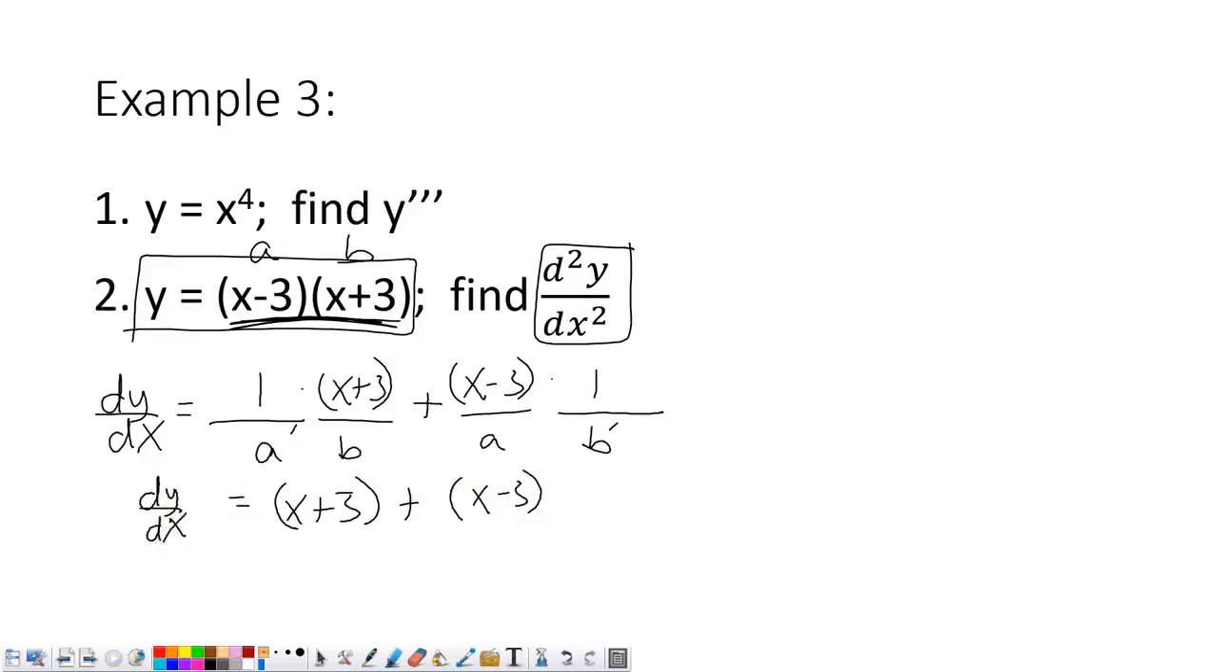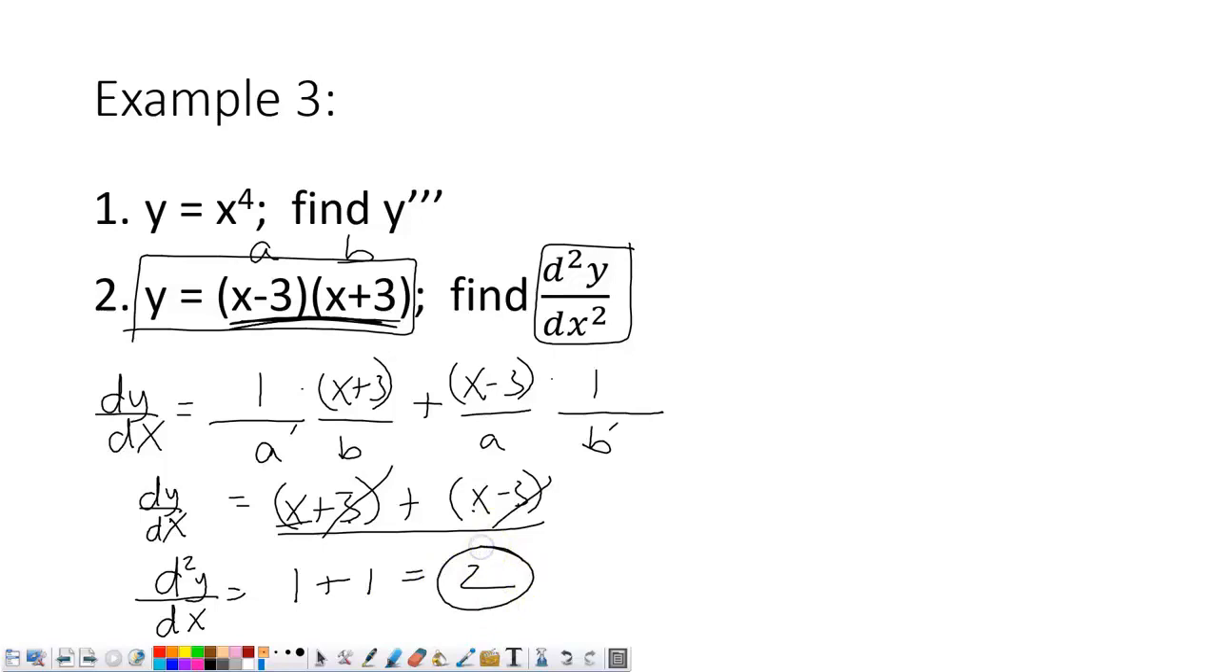Now if you want to find the second derivative, we take the derivative of this. So the derivative of x is 1, the derivative of 3 is 0, the derivative of x is 1, and the derivative of negative 3 is 0, and we end up with 2 as our final answer. Now, that's not the only way to do this problem. Some of you guys might have found another way to do it, okay? But this is one way to do it.